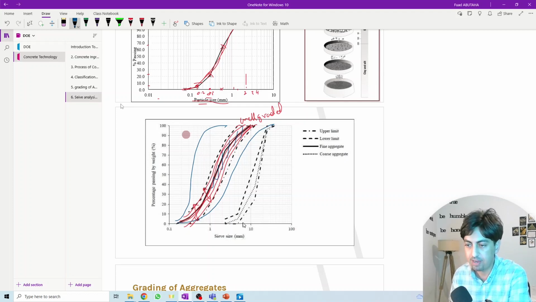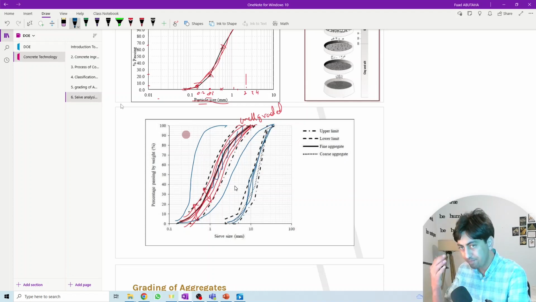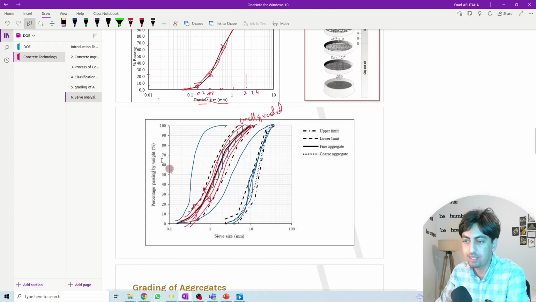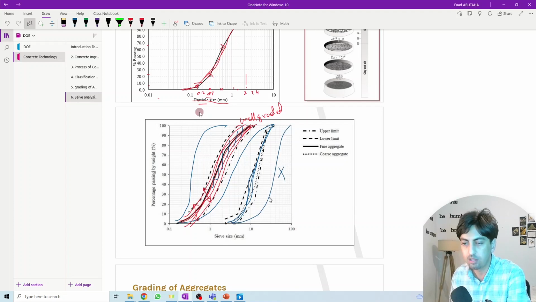So this is for the fine aggregate, and this is the range for the coarse aggregate. The S curve of the coarse aggregate sieve analysis should be somewhere in this range, which is shown in the standard. We might have coarse aggregate that has this range, which is not well graded. This is the well graded.